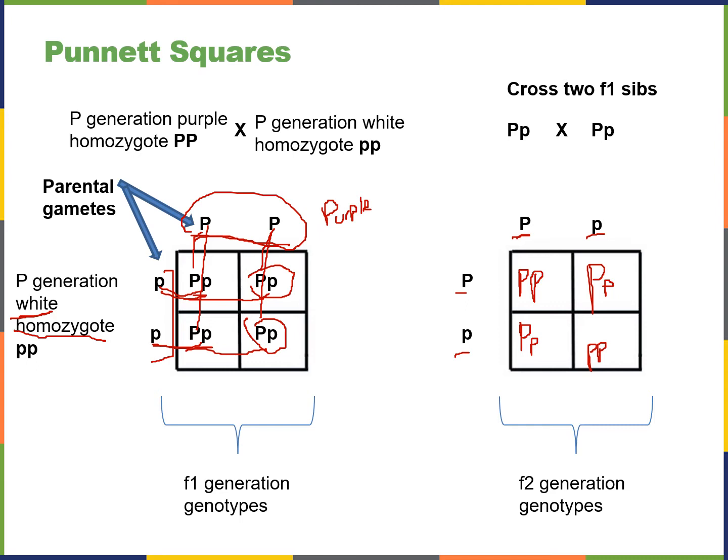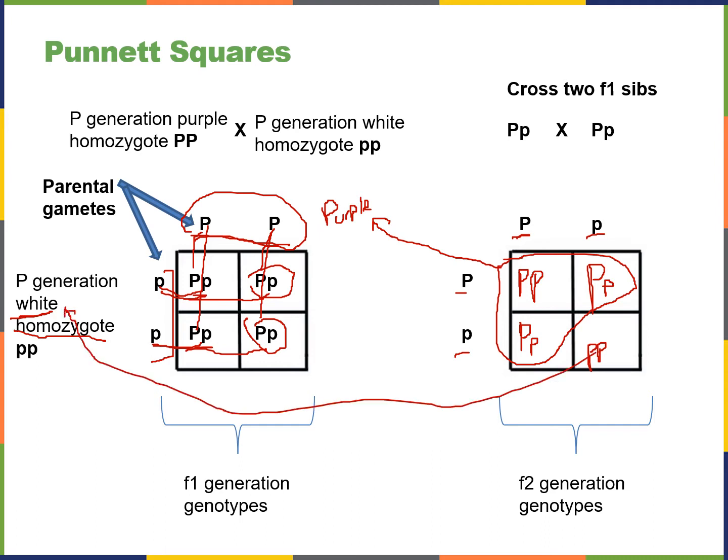So what do we get? We get that 3-to-1 ratio. So these three are still going to express purple, and then this one is going to have the white phenotype. This is going to be a white homozygote. So we're going to have 2 purple heterozygotes, and we're going to have 1 purple homozygote and 1 white homozygote.